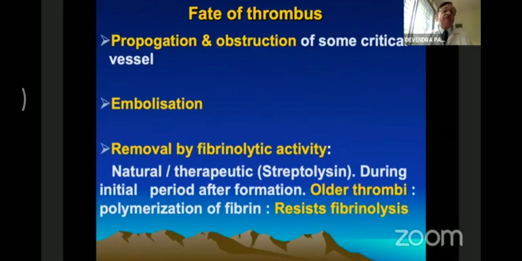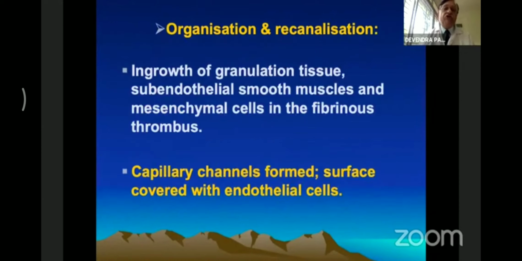What is the fate of thrombus? First, propagation: it increases in size and may obstruct. It may embolize: a piece of the thrombus may detach, travel along the blood, and block a blood vessel somewhere, causing ischemia in the distal part. Or there may be removal by fibrinolytic activity. Doctors may give certain medicines like streptokinase, or naturally occurring plasmin may lyse the fibrin in the blood clot of the thrombus, and the fibrinolytic activity may remove the thrombus.